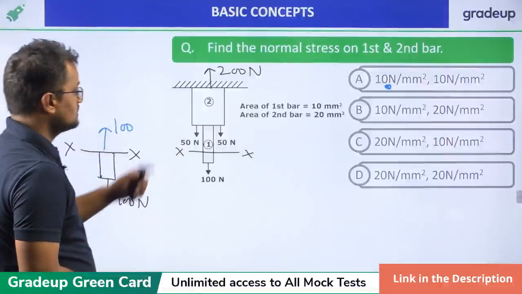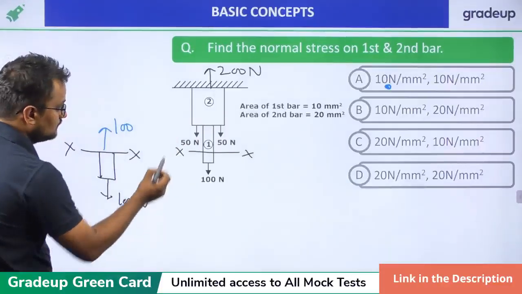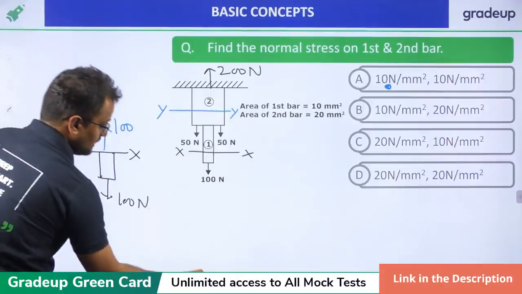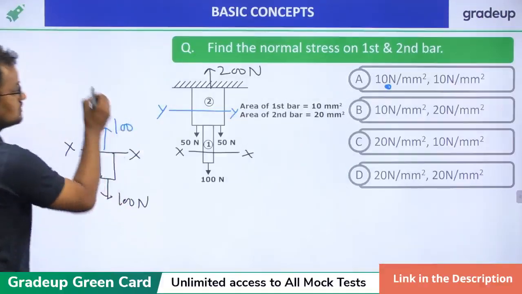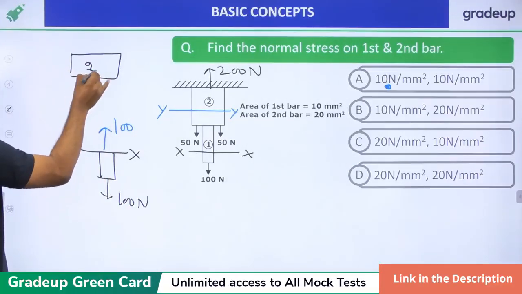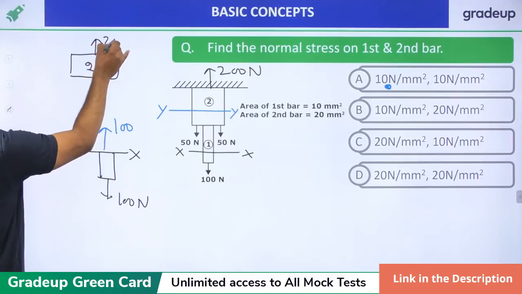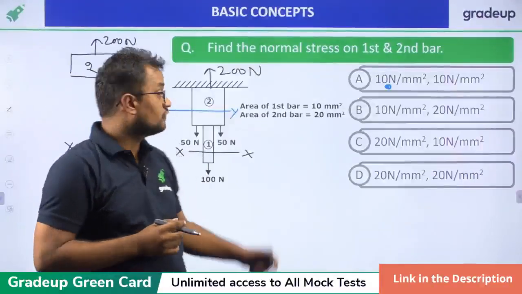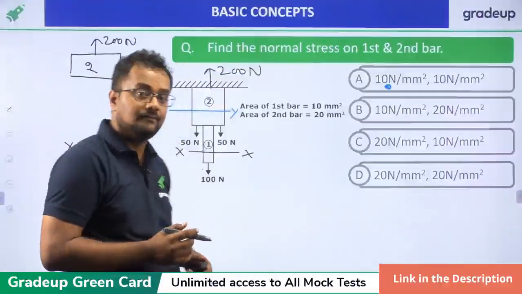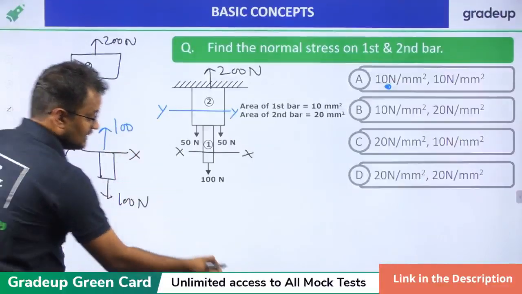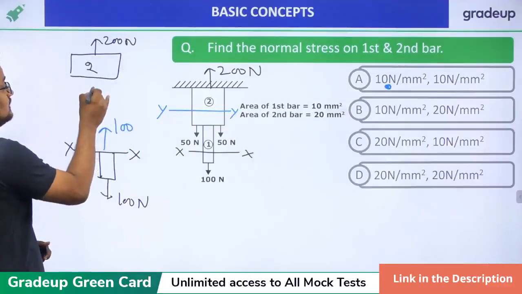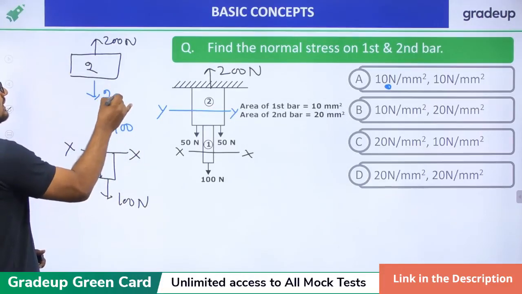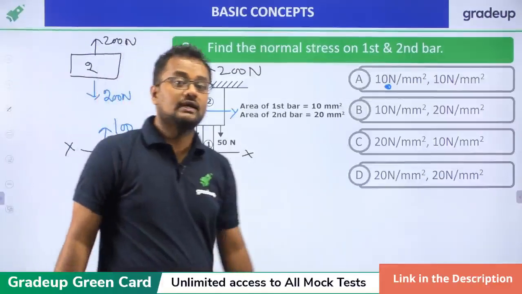Okay, suppose I cut this second body. I cut this second body here and I named it as YY. Okay. Let me show this YY also. This is 2. And from above 200 Newton is acting. So, the whole body is in equilibrium. Therefore, this small part must be in equilibrium. Therefore, for balancing it, there must be a 200 Newton force acting downward.